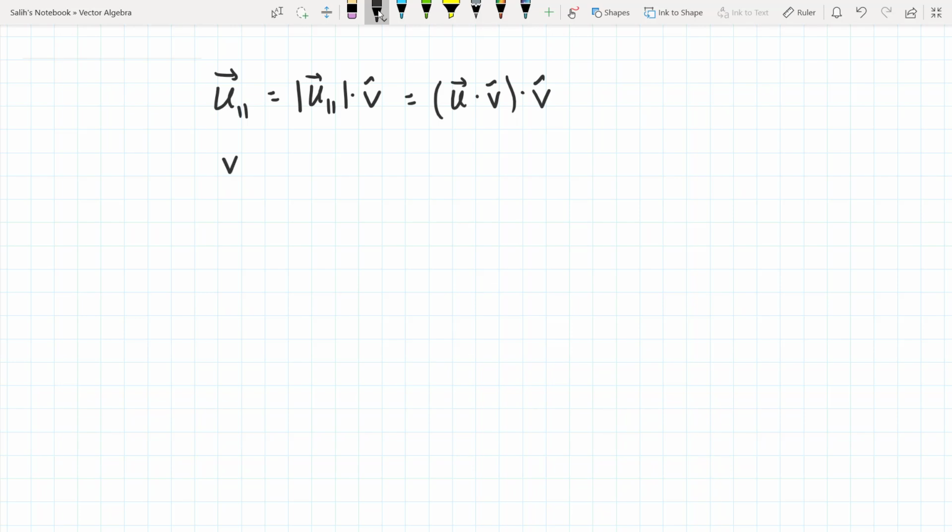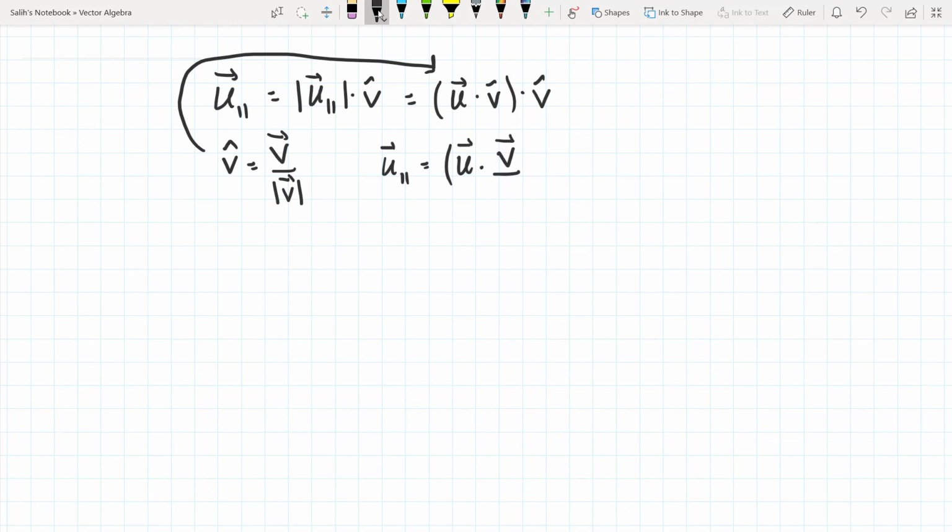But we also know that the unit vector in the v direction is, as we saw before, equal to the vector v divided by the magnitude of the vector v. Let's substitute it in the first equation here, and it's equal to the vector u dot the vector v divided by the magnitude of vector v, multiplied by, again, vector v divided by the magnitude of vector v, and this is equal to the dot product of u and v divided by the magnitude of vector v squared, all of this multiplied by vector v.